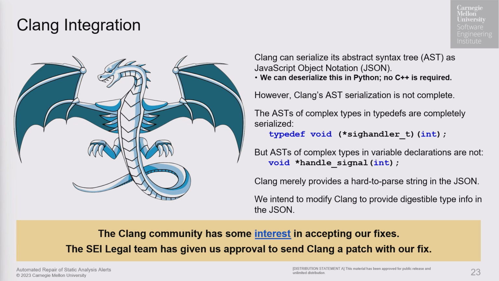The good news is that we've actually modified Clang just a little bit to give us the type information in the JSON, and our plan is to mail this back as a patch to Clang so that eventually everyone else will get the benefit. So this is our attempt to help the open source community and make Clang just a little bit better.